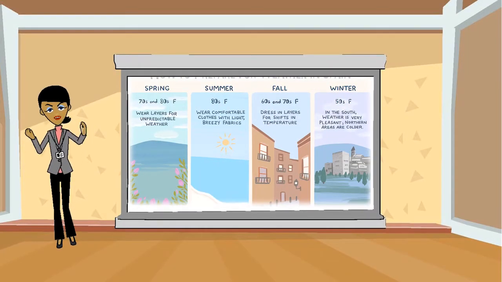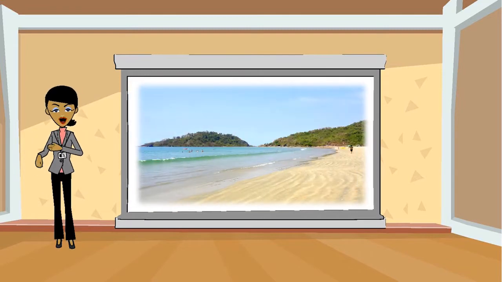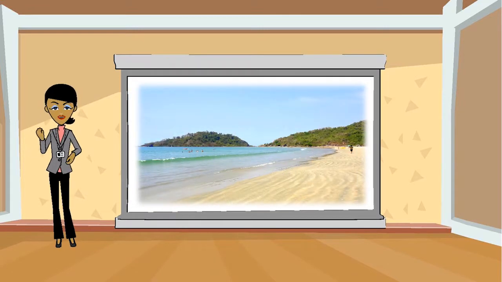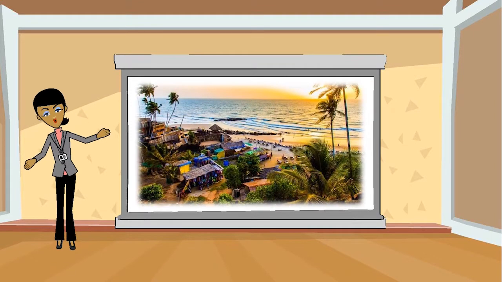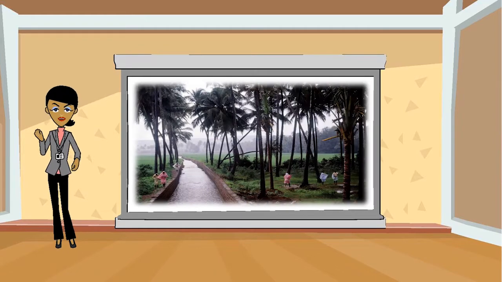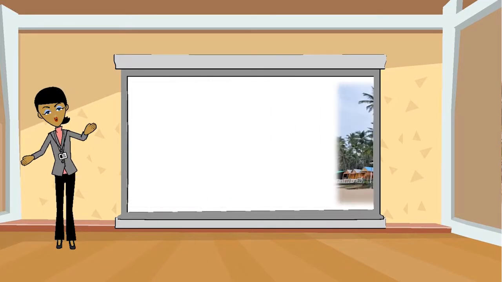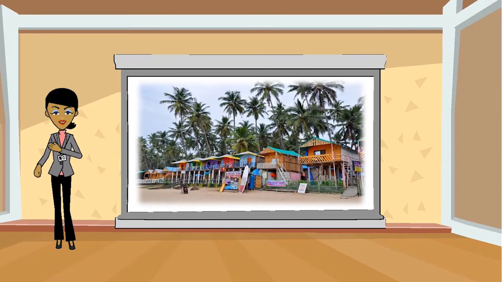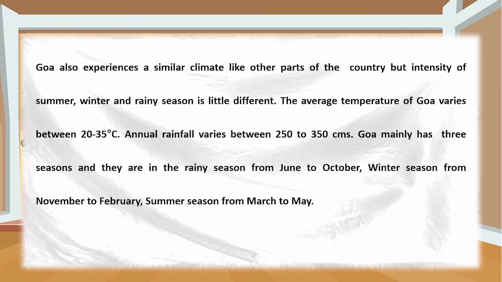Let us now study about the climates in Goa. Goa is a coastal state and also experiences climates like other parts of the country. The difference is that the intensity of summers, winters and rainy seasons is different from others. There are three main seasons in Goa and the temperature ranges from 25 to 35 degrees Celsius. The annual rainfall in Goa ranges from 250 to 350 cms.